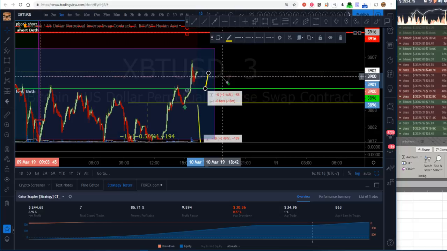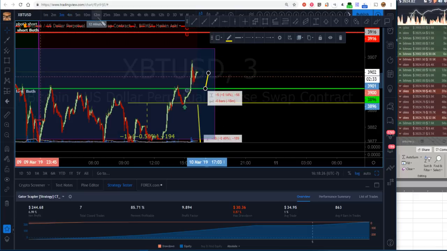They just bounced off of it. So let's see some continuation. 3-minute chart. Let's go to a 30-minute chart.